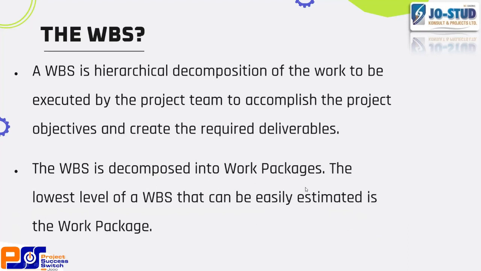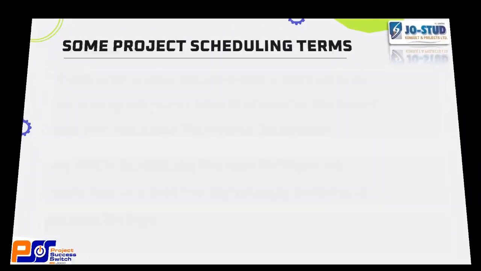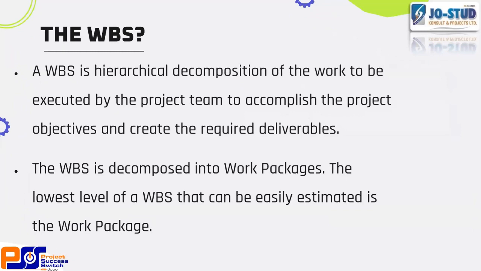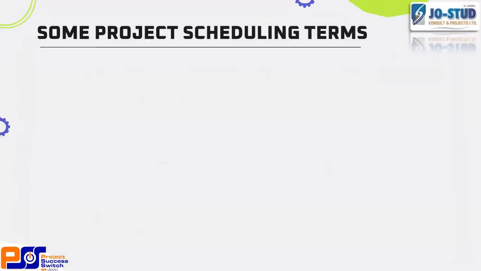And I don't need to tell you that some of us here know what a work package is. The lowest part of a WBS that you can estimate is what we call the work package. I'm taking us through these familiar terms because once we start doing the practical, you will hear me using these terms. I wouldn't want us to wonder what the term is. So you break the WBS into work packages. That is the smallest level that can be estimated.